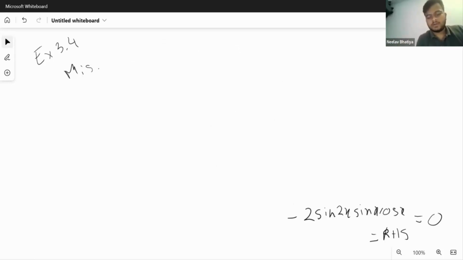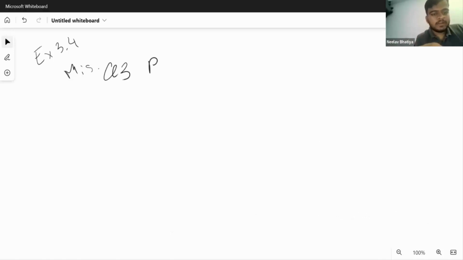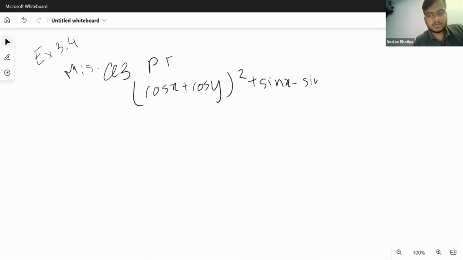Moving on to the third question. The third question says that we need to prove that (cos x plus cos y) whole square plus (sin x plus sin y) whole square equals 4 cos square x plus y by 2, correct? This is something that you have to prove in this question. So how are you going to do that?